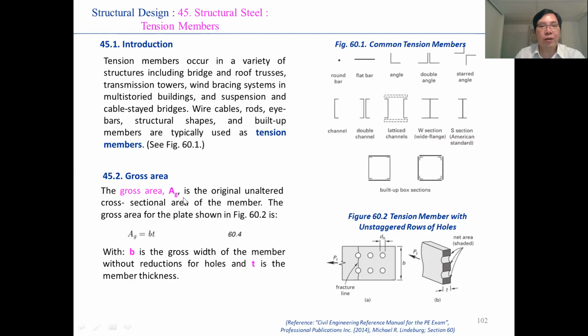A sub G is the original unreduced cross section area of the member, the gross area of the plate. So in this figure you can calculate it by this formula: A sub G equals B times T, where B is the width and T is the thickness.